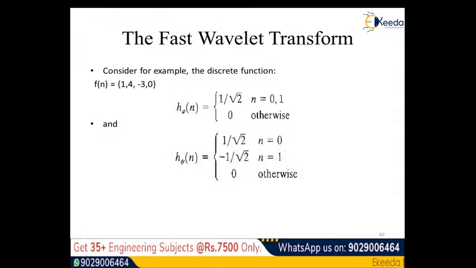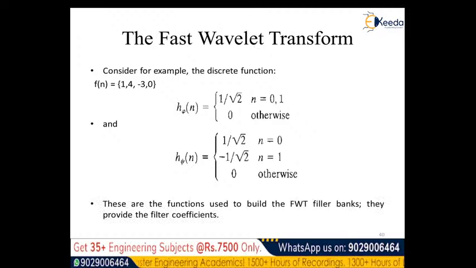For the wavelet case we have h_ψ(n), opting the value 1/√2 for n equal to 0, and its negation for n equal to 1. Elsewhere again the 0 here. So these are the corresponding two functions that are used to build the fast wavelet transformation filter banks, and they provide the filter coefficients in the corresponding manner here.